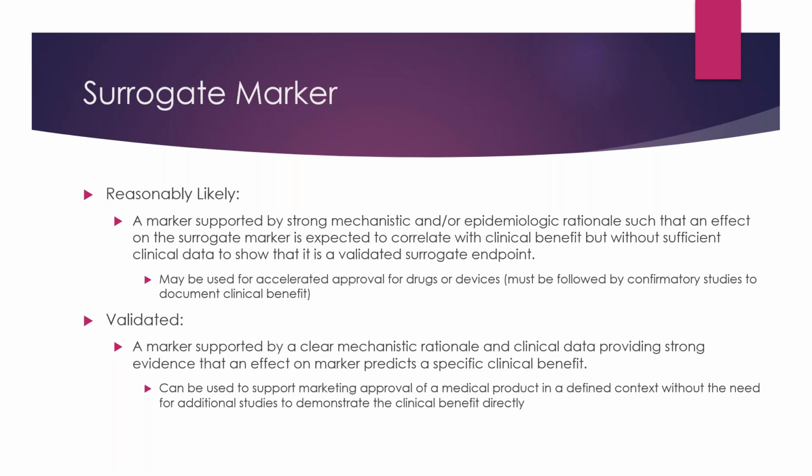Now, in terms of turning a biomarker into a surrogate marker, one needs to consider two approaches. In one, a biomarker may be thought to be likely to be a surrogate for a clinical outcome if it has a strong mechanistic or epidemiologic rationale such that an effect on the marker is expected to correlate with the clinical benefit. But in this circumstance, it may have insufficient clinical data to truly validate it as a validated surrogate endpoint.